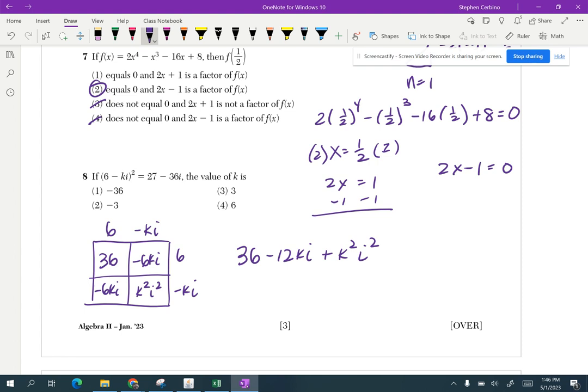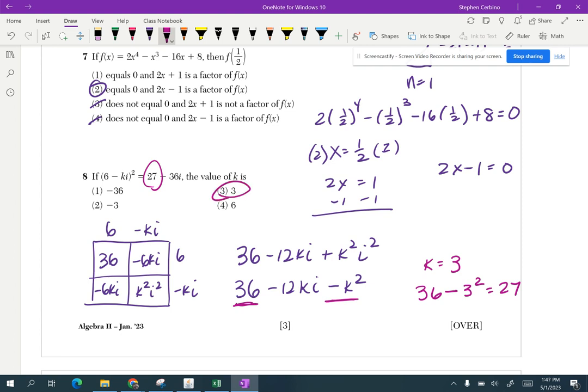But we know that i squared is really negative 1, so that whole last term is going to become negative k squared. And then I'm going to focus on the 27. This number and this number together have to equal 27. So if I make k 3, that would be 36 minus 3 squared, which makes 27. So 3 makes this work. If you multiply negative 12 times 3, you're going to get the negative 36i that you're supposed to get. So 3 is the only number there that works once you've done your multiplication.